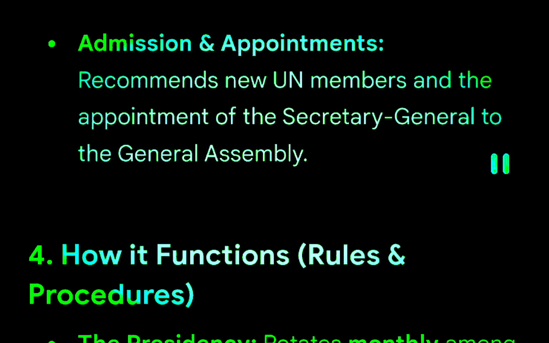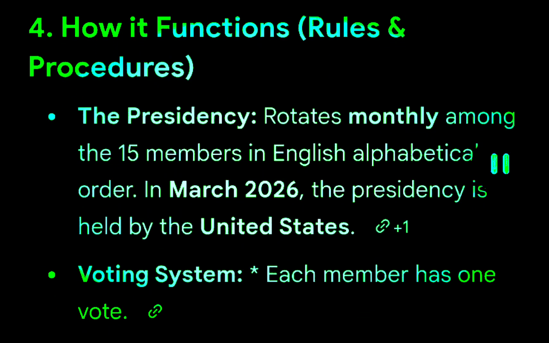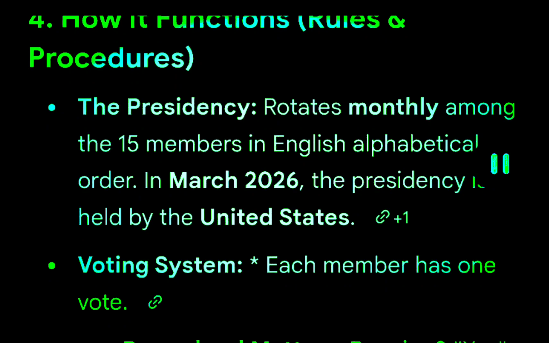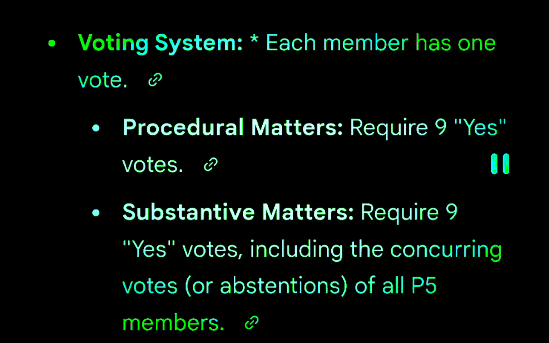4. How it functions, rules and procedures. The Presidency rotates monthly among the 15 members in English alphabetical order. In March 2026, the Presidency is held by the United States. Voting system: each member has 1 vote.